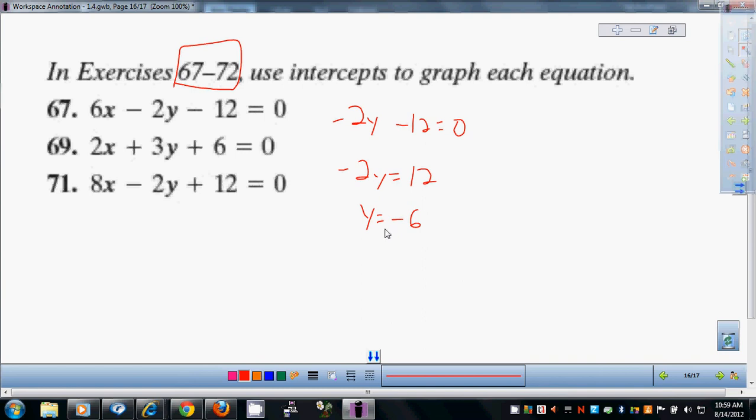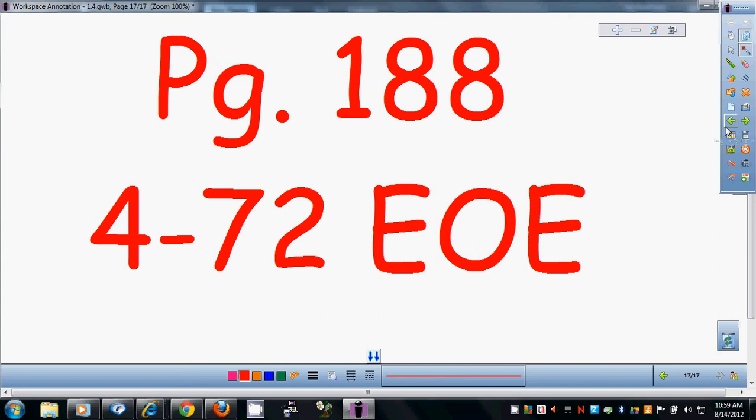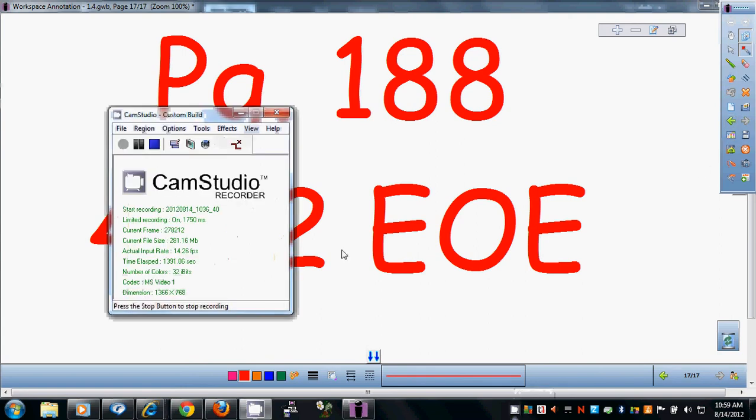To find your x-intercept, you just flip it. Plug in 0 for the y. Divide by 6. Boom. And you've got your x-intercept and your y-intercept, and that's all I really need to see. That you can extract those. Plug in 0 for the other variable to get your intercept. Questions? Alright. There you go. Every other even.